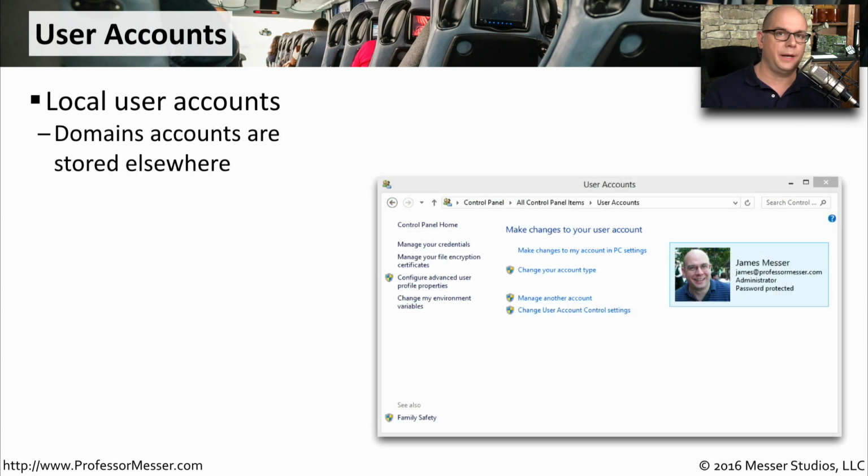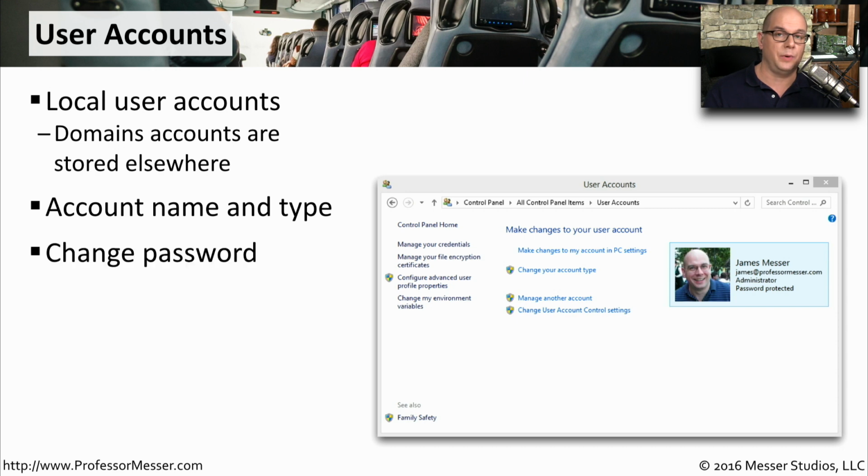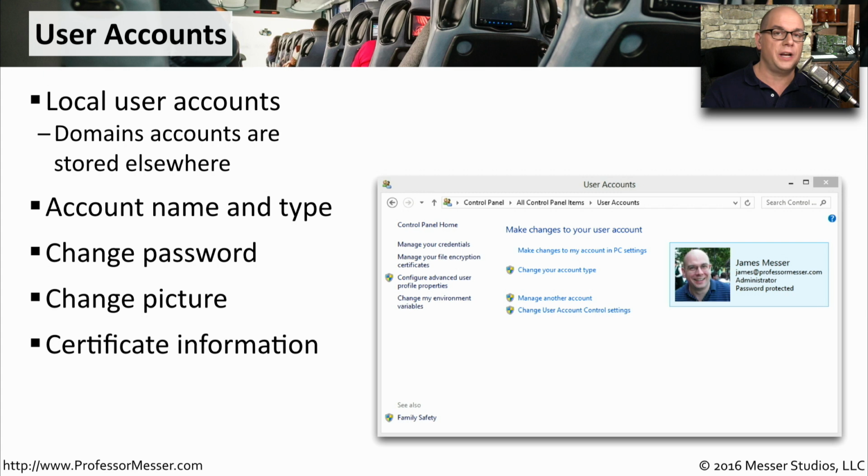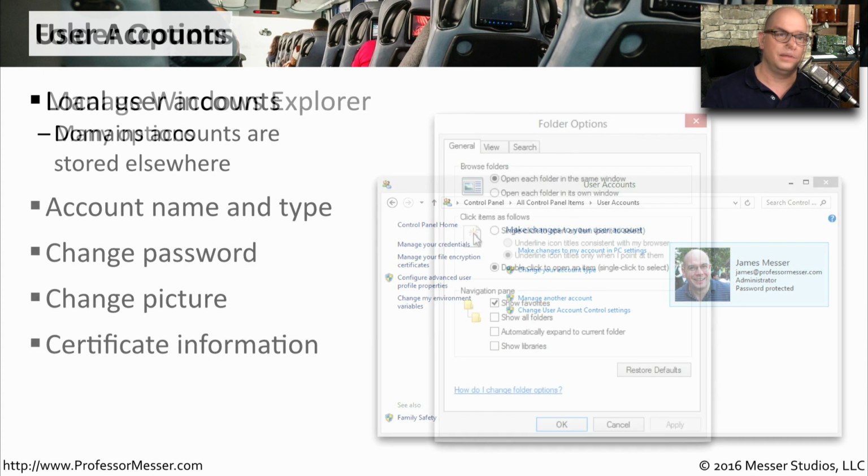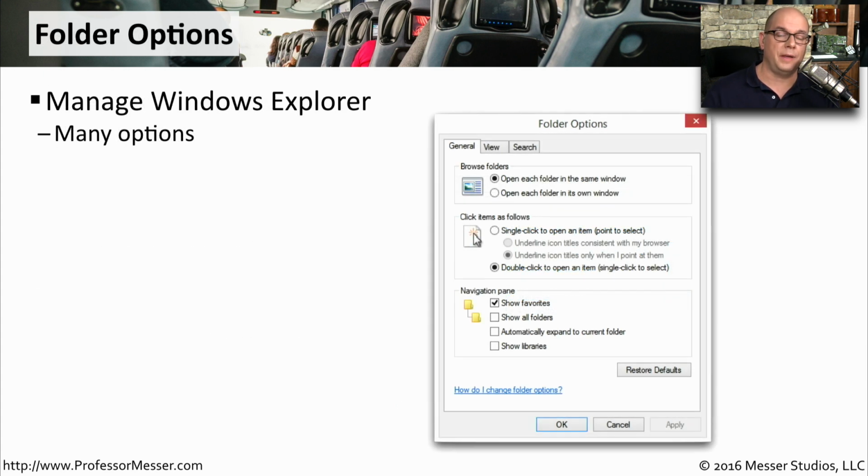All of the local user accounts on your computer are available under the User Accounts applet. This is different than the accounts that are on an Active Directory server. Those are stored on your Active Directory servers themselves. But if you'd like to change the account name or the account type associated with an account, modify the password, add a different picture, or change the configuration settings for the certificates, you want to do that all from the User Accounts applet.